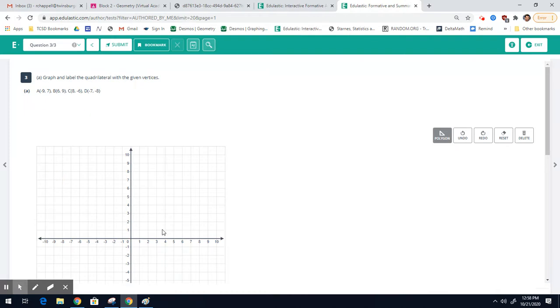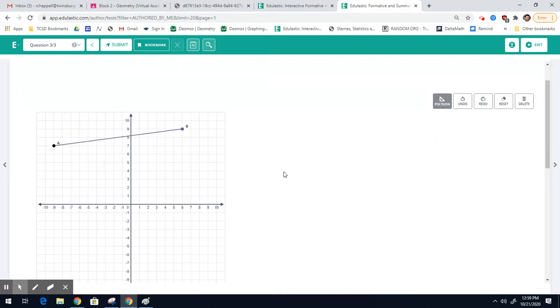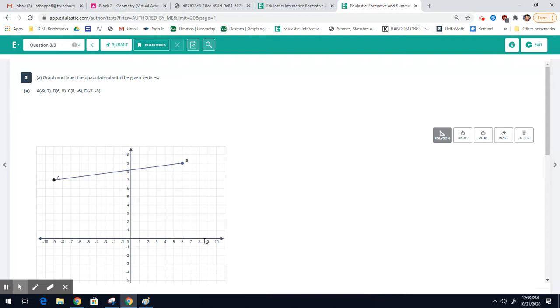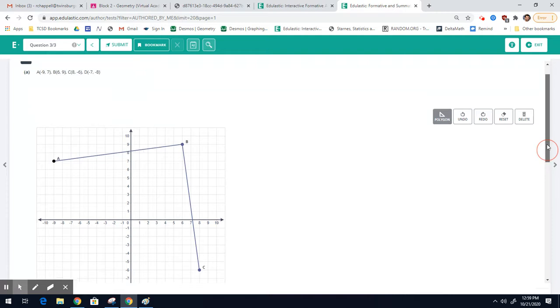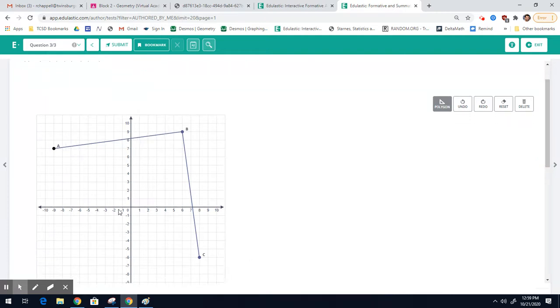And then 6, 9. Where's it going? Negative 9, 7. Okay. All right. It's back. I don't know. It keeps disappearing. And then 6, 9. Okay, good. And then 8, negative 6. Good. And then negative 7, negative 8. Negative 7, negative 8. Nice.